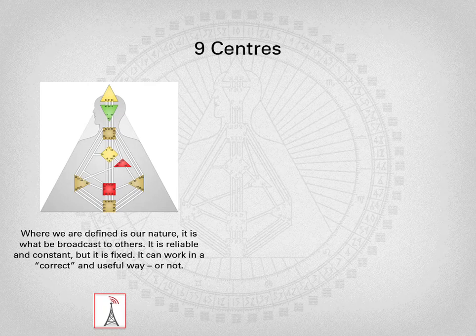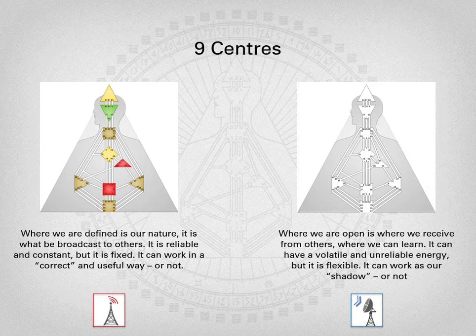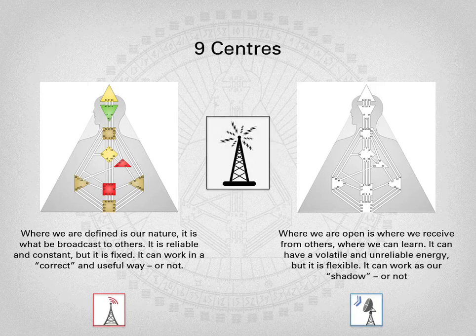The red symbol represents the transmitter. Where we are open is where we can receive and absorb conditioning from others. It's often called the not self purely because it's not the true self. It can have a volatile and unreliable energy, but it is flexible. When you get to know your openness, and when you are reflecting back for other people, when you drop your stories about it and it becomes pure openness, then you can become a source of wisdom for others, and this is outer authority, and is represented by the transmitter with the blue border. As we go through the centres, you will also see this symbol, which indicates distorted behaviour or responses.